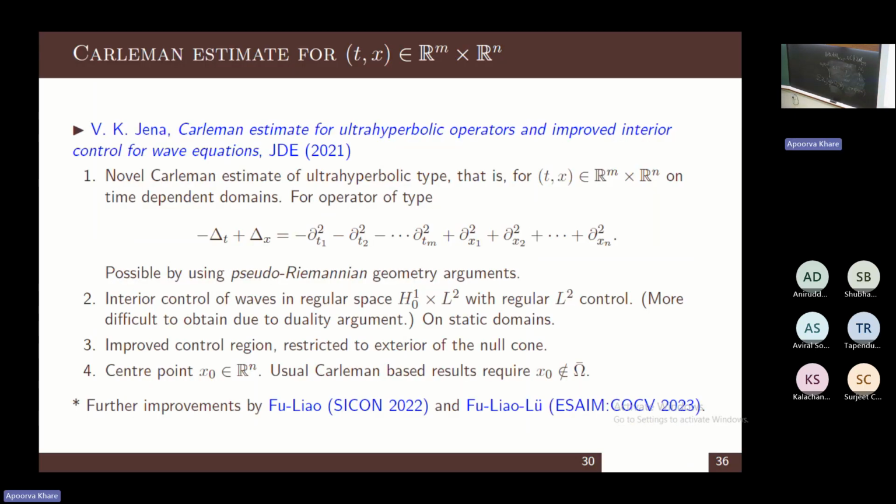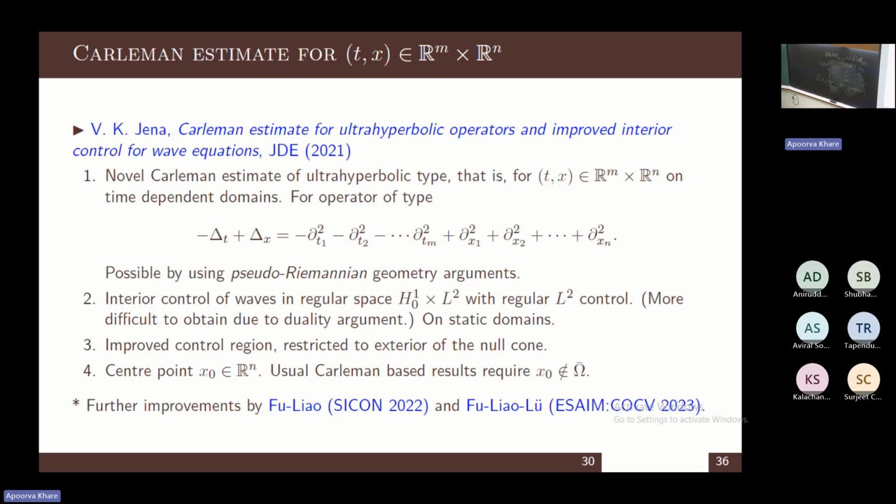As I was talking about earlier, getting a Carleman estimate in this kind of region is very difficult. If you have waves in a good space, then the adjoint becomes very bad, and it's a very difficult observability problem. So in the first result, we were trying to do interior control of waves in this good enough space. That's why it was much more difficult to get the Carleman estimate itself.